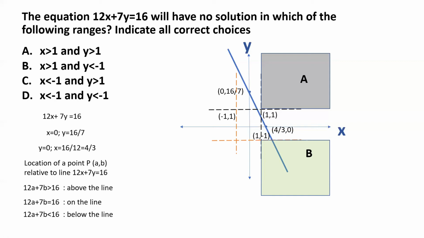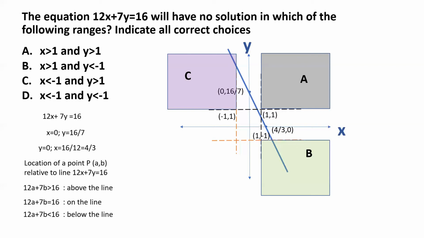Again, if we find the zone of the xy plane this range represents, the range given in option C is x less than minus 1 and y greater than 1. That will be this purplish rectangle that I've drawn, which we'll call zone C. We can see that if we extend the line, at some point it will be in zone C. So zone C is a range where the equation 12x plus 7y equal to 16 is going to have some solutions.